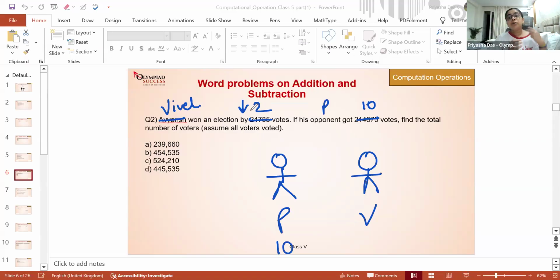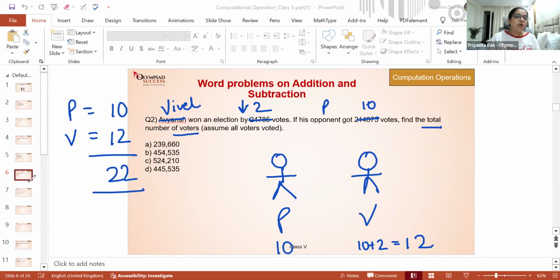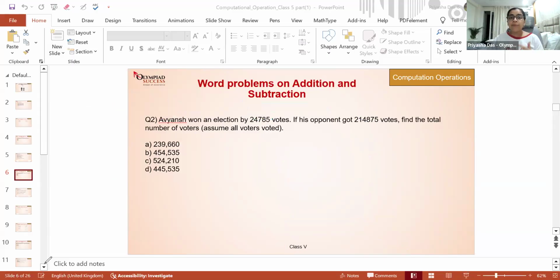So if Vivek won the election by 2 votes, then it means that Vivek got 2 more votes than me. That means he got 12 votes. Now, that is also not the final answer of the question. The final answer of the question is the total number of votes. That means the votes which Priyasha got and the votes which Vivek got. 10 for Priyasha and 12 for Vivek. Total is 22. So now use the same logic with the old big numbers to find out how many votes were actually given. Avyansh plus the opponent.